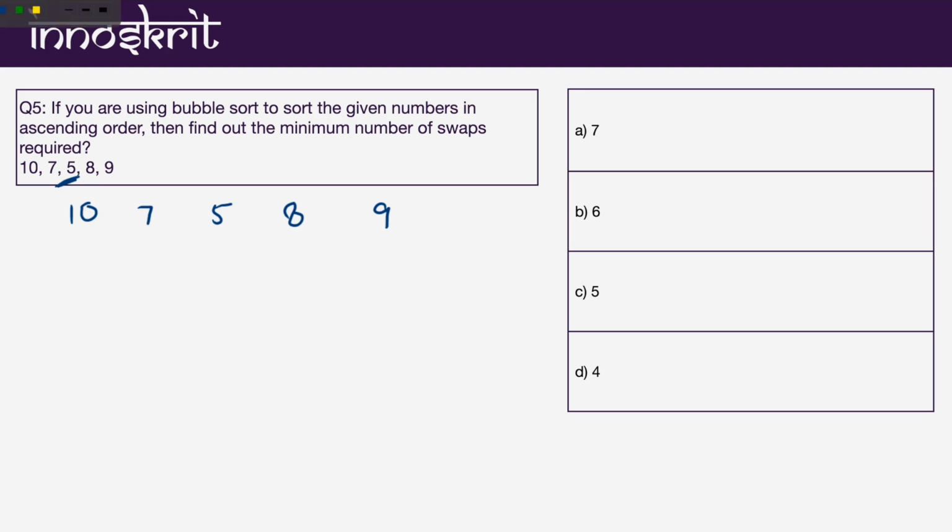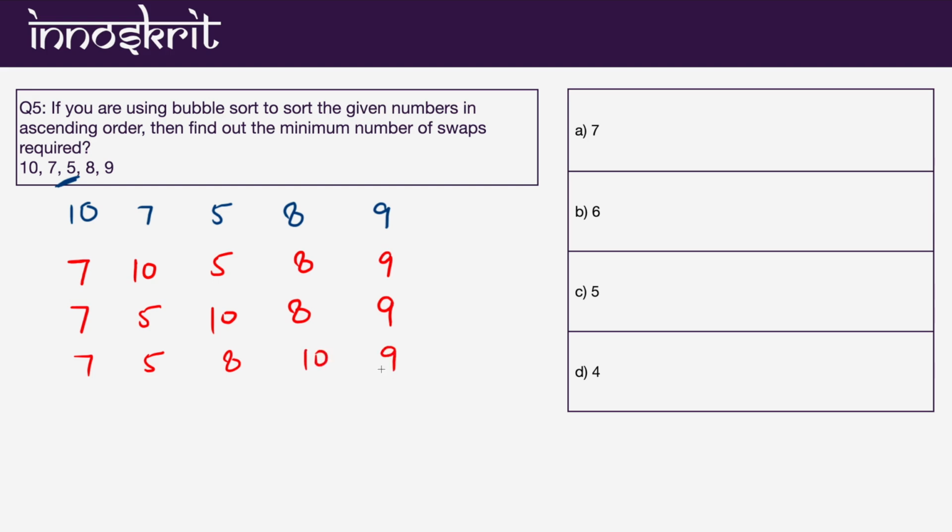Now let's perform the very first swap. In the very first swap, this 10 and 7 will be swapped. So 7 will come here, 10 will come here, otherwise the array remains the same. In the next step, 7 remains here, 5 and 10 will be swapped, and the rest of the array remains the same. In the next step, 7 and 5 remain, 8 and 10 will be swapped, and 9 remains. In the next step, 7, 5 and 8 remain, 9 and 10 will be swapped, so 10 will come here.